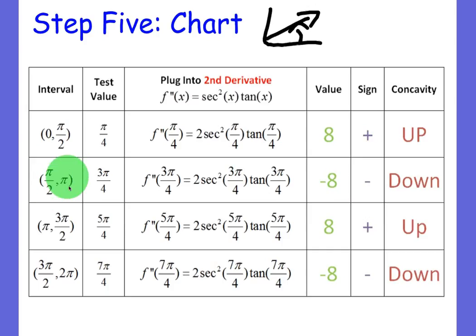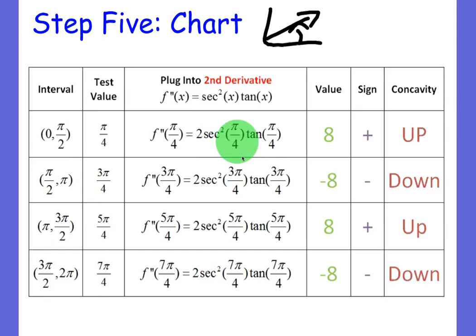Next, from pi over 2 to pi would be 3 pi over 4, or 135, which is between 90 and 180. Next, we have pi to 3 pi over 2, or 180 to 270, and between that would be 225, or 5 pi over 4. Then we have 3 pi over 2 to 2 pi, and between those two would be 7 pi over 4, or 315 degrees. So we're going to plug those into the second derivative and evaluate them.